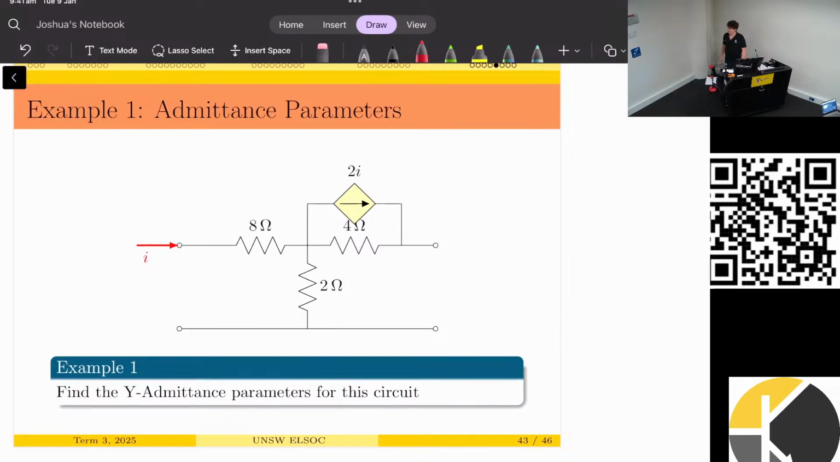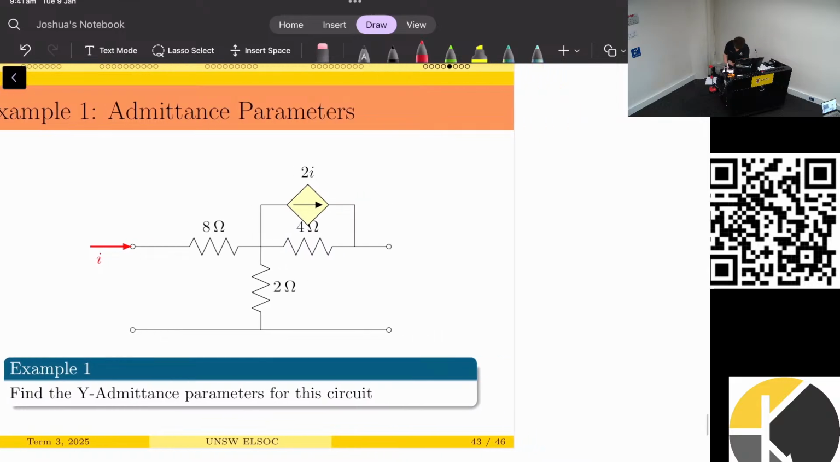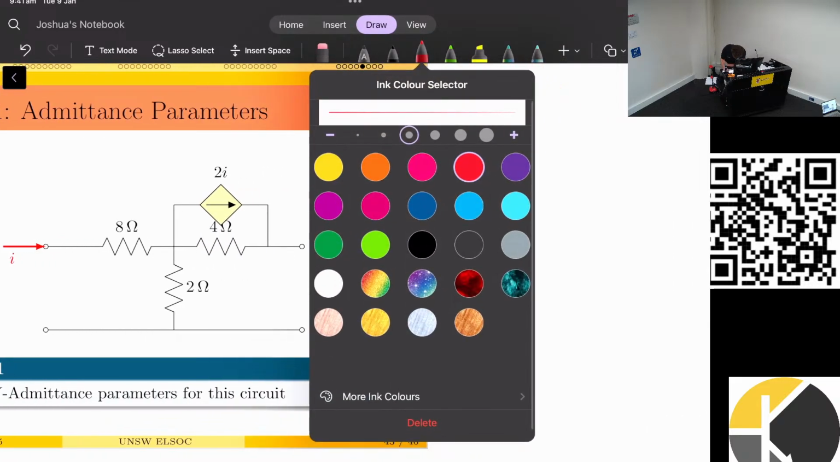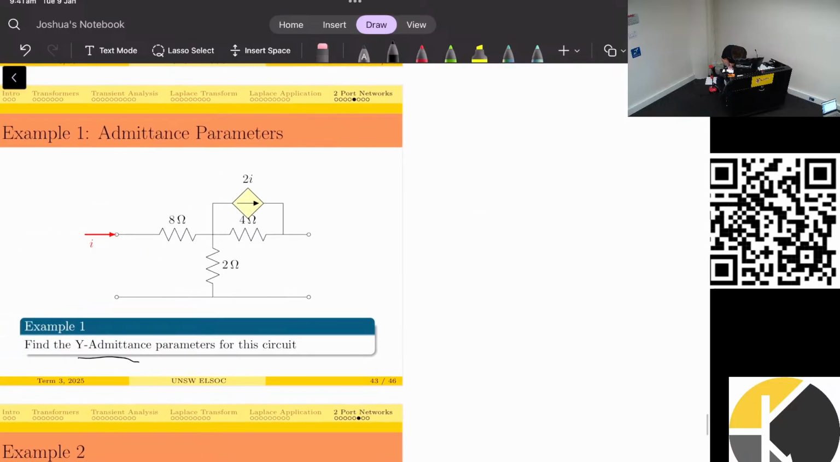Okay, scary dependent source. So what I'm going to do for this is draw out the circuit. It's asking us to find the Y admittance parameters of the circuit. So what does that mean? The Y admittance parameters, do you remember the matrix form of the Y admittance? It should be given. Yeah.